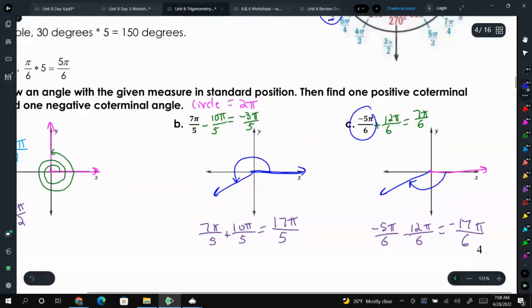So radian measures can be confusing, so the more we work with them, the better you will get.